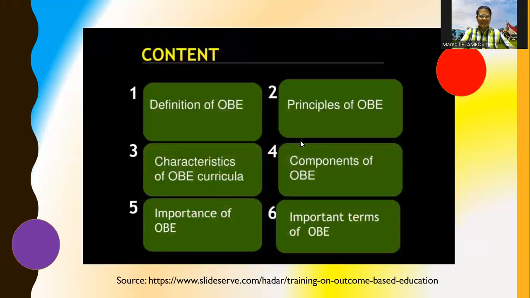For our content, we are dividing our topic into six. The first is the definition of outcome-based education. The second is principles of outcome-based education. The third is characteristics of outcome-based education. The fourth is the components of outcome-based education. The fifth is the importance of outcome-based education. And the sixth is important terms associated with outcome-based education.